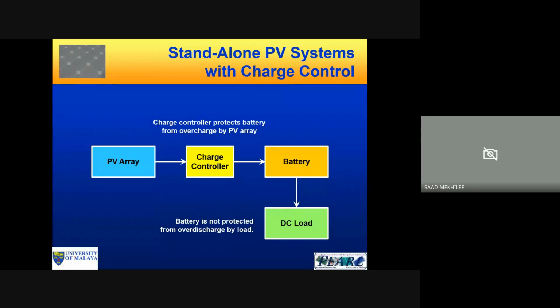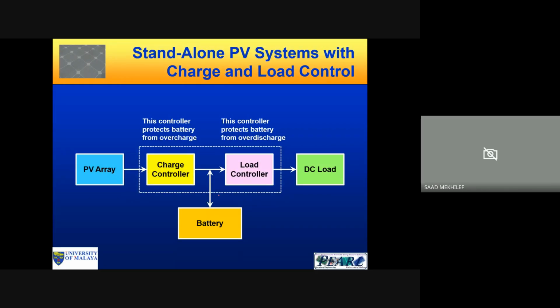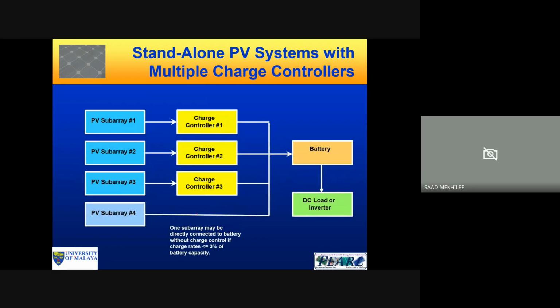We can have this combination, standalone PV systems with the charger. So we have a charge controller, and we have a battery, and then we supply the load. This is another configuration. Also, we can have standalone with the charge and the load controllers. So we can have the PV system, charge controllers, load controllers, and then we have another load here. This is to protect the battery from overcharging, so we can discharge it from the battery to the load.